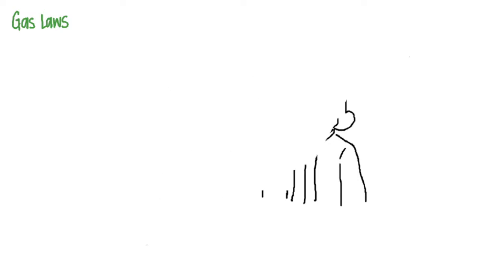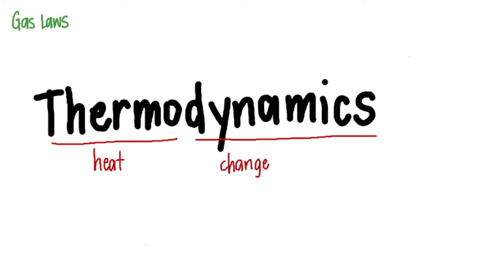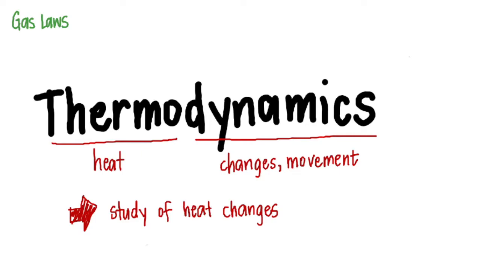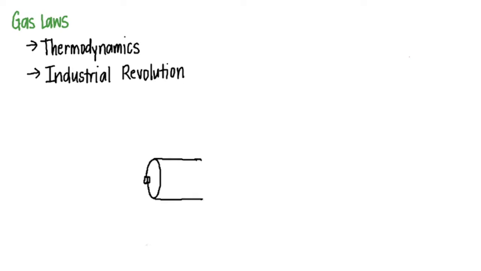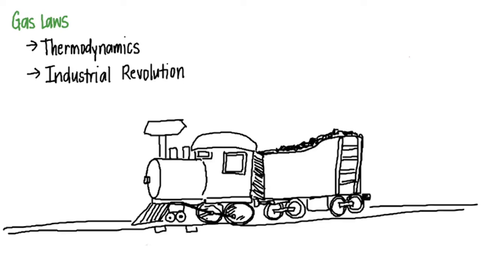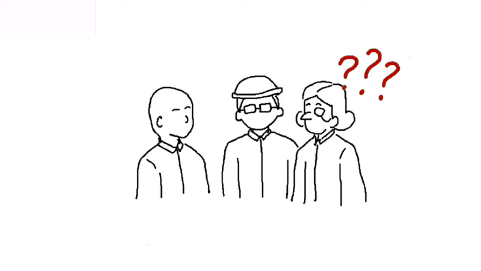This is in connection with the development of a field of study called thermodynamics. Thermo means heat, and dynamics means changes or movement. So, simply put, it's the study of heat changes. This was important in the Industrial Revolution. Cue steam engines. Steam engines were run by steam from heated coal. Steam is, tada, gas. So, scientists back then were curious how they could maximize the efficiency of a steam engine. So, they studied the behavior of gases.